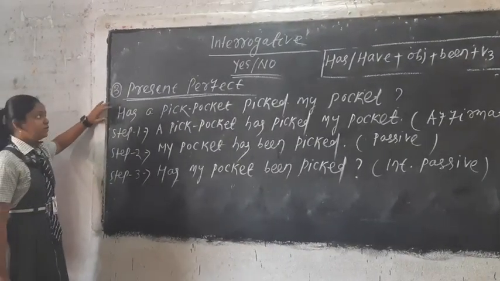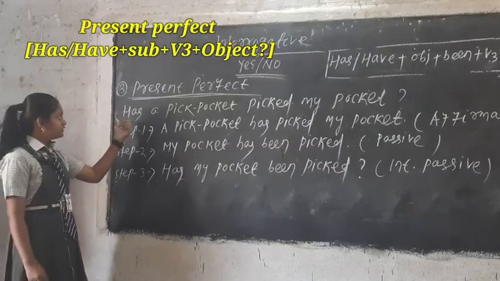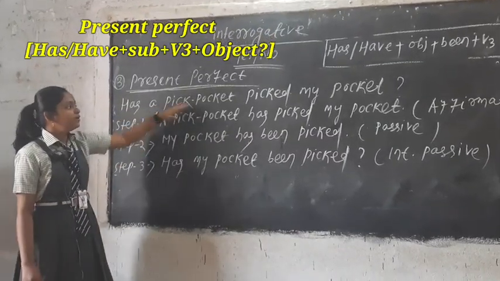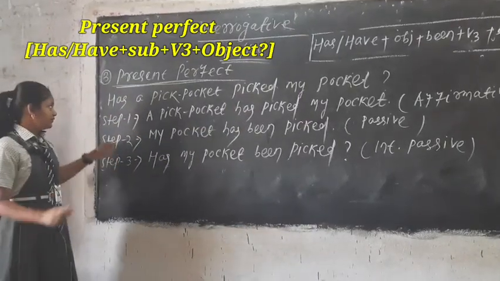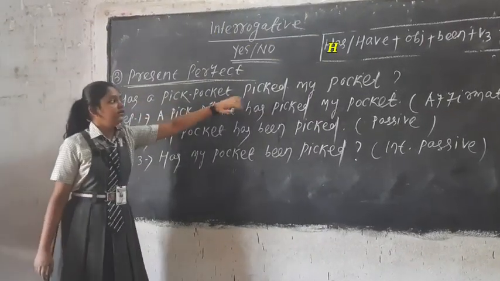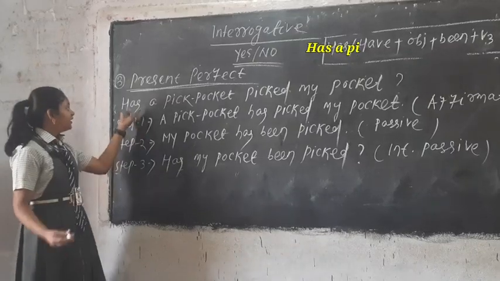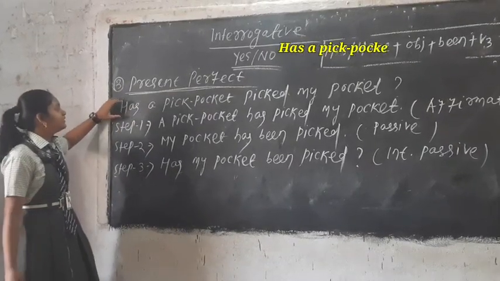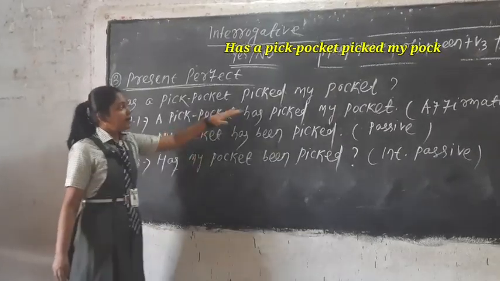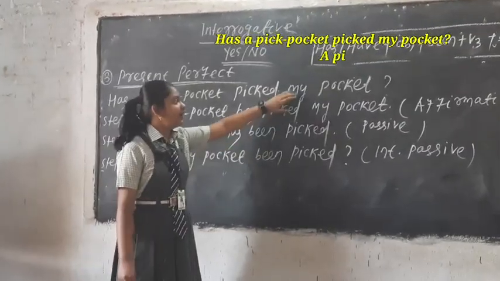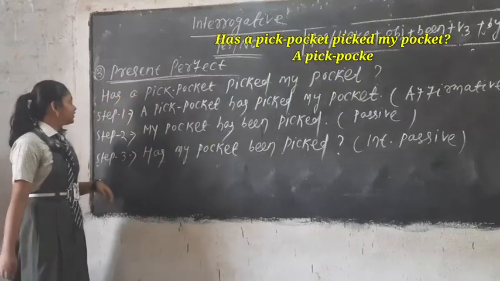The interrogative yes-no structure of present perfect tense is has or have plus subject plus verb 3 plus object. Has a pickpocket picked my pocket? Here has or have is the auxiliary verb. A pickpocket is the subject, picked is the verb 3 form, and my pocket is the object.